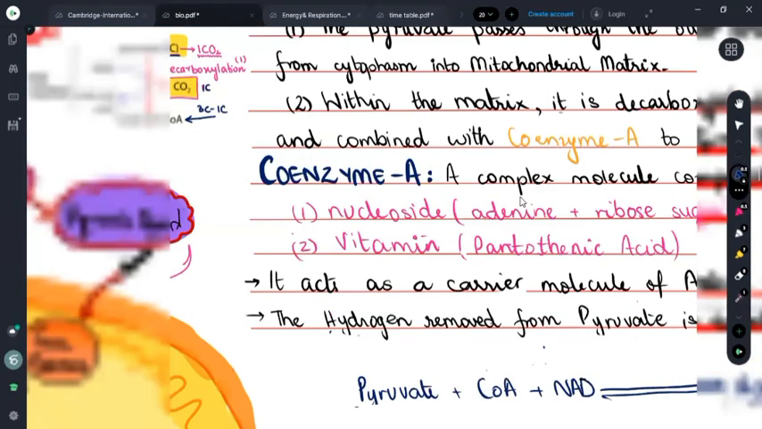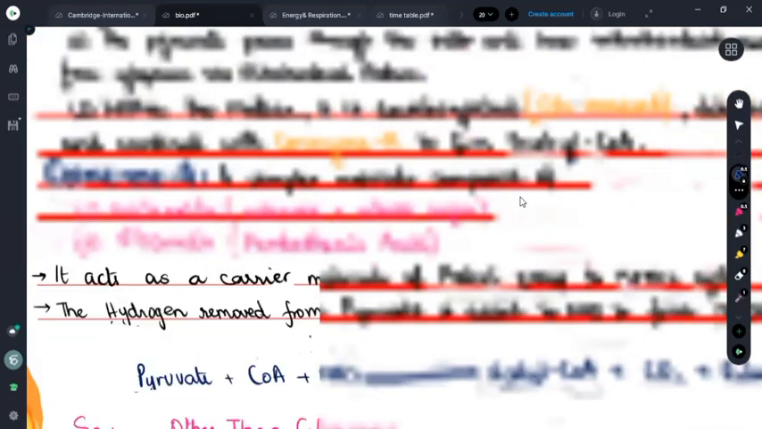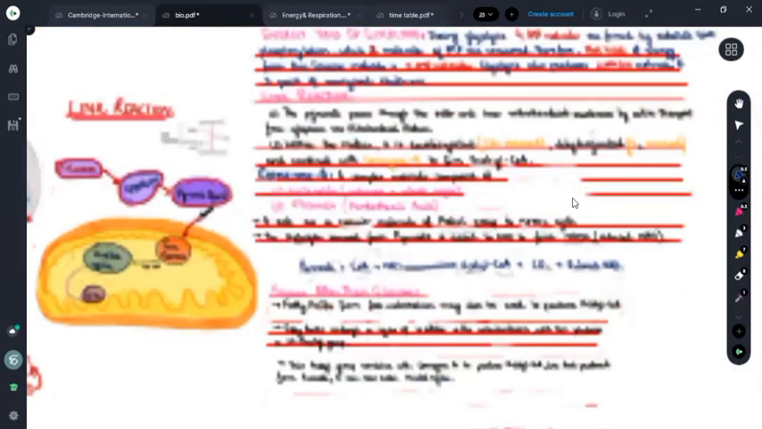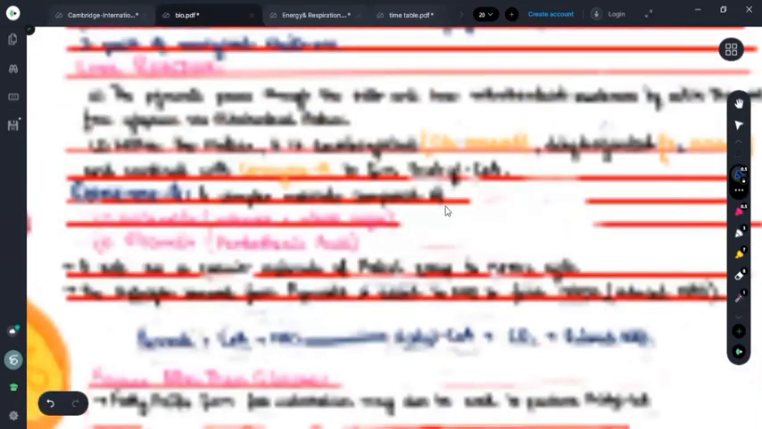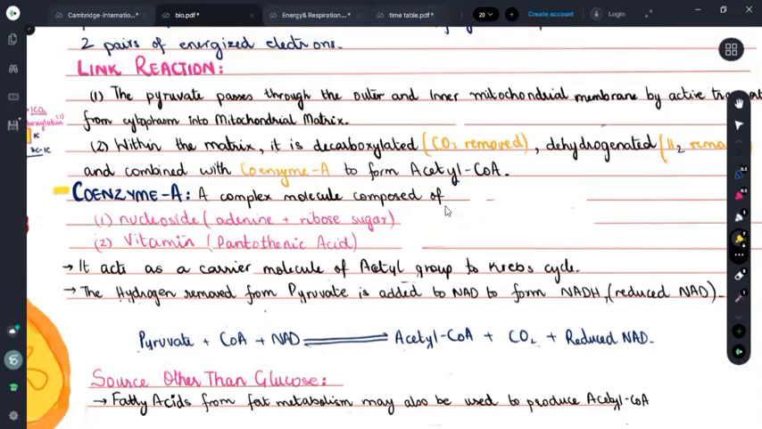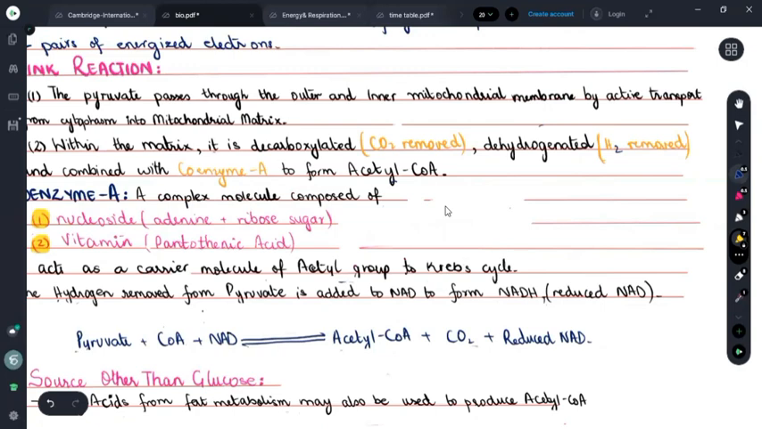Here, coenzyme A is a complex molecule. It is composed of a nucleoside and vitamin. Now, roughly drawing its structure so that you can memorize it easily.